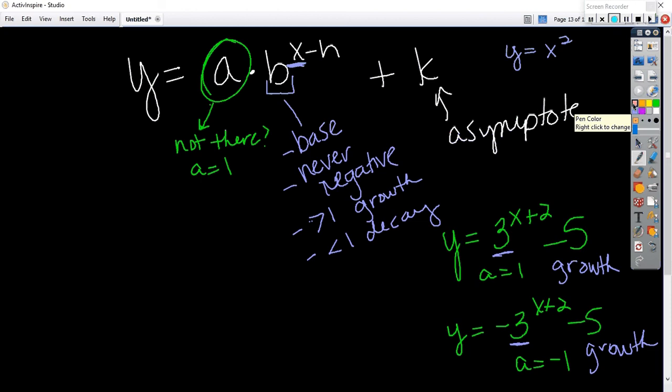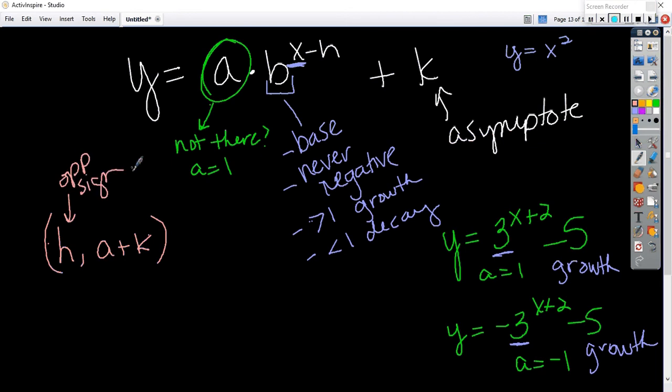All right. One other little thing to tell you about this, and then we're going to do some analyzation and some graphing here. One easy point on this that's always on the graph is H, A plus K. Okay. That's going to take in, because 0, A, that's me. Oh, all right, so what this is doing. H is going to be the opposite sign that's there. Yeah, but everything else will be the same.